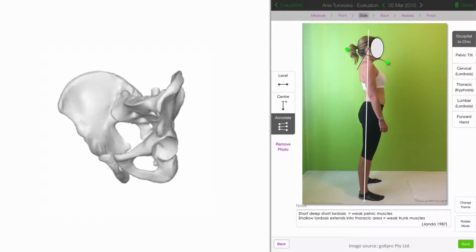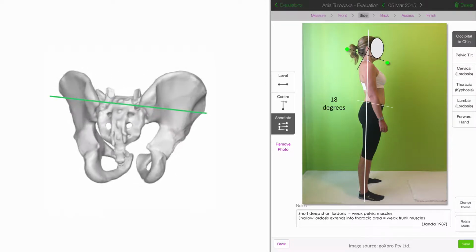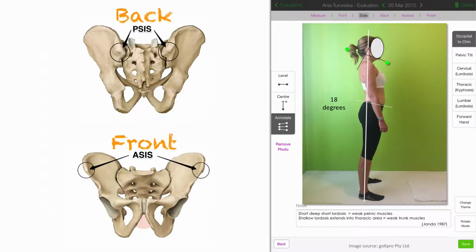Moving on then to the pelvic tilt. In your software, you'll simply line up the 2 points on the pelvis, so the front of the pelvis at the ASIS and the back of the pelvis at the PSIS. The degree of anterior or posterior rotation will be automatically calculated for you by your software. So you don't need to worry about that, just worry about lining up those 2 points.